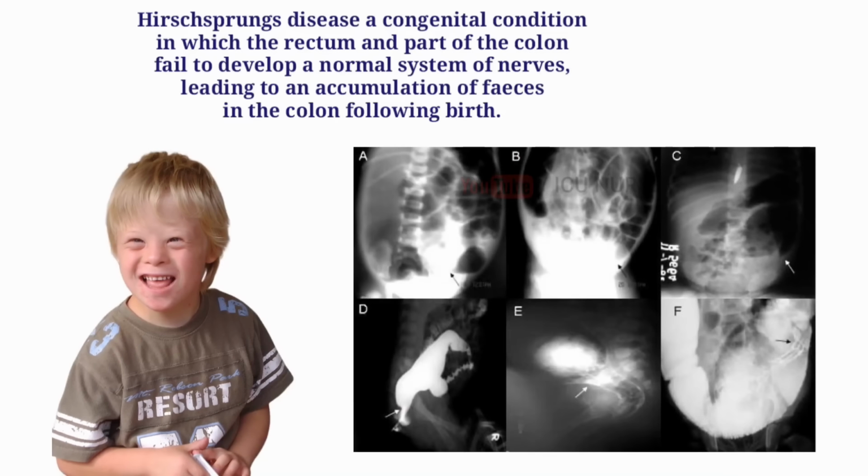Hirschsprung's disease is a congenital condition in which the rectum and part of the colon fail to develop a normal system of nerves, leading to an accumulation of feces in the colon following birth.